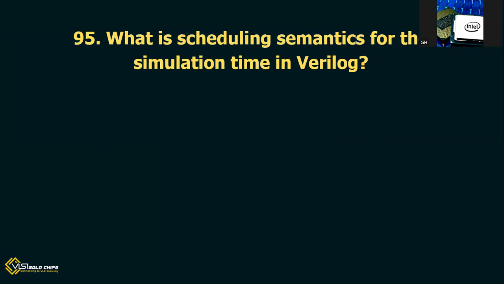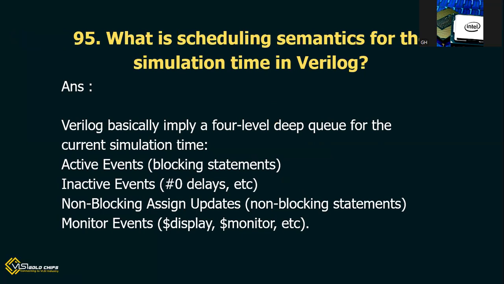What is scheduling semantics for simulation time in Verilog? Verilog basically implements a 4-level deep queue for the current simulation time. Active events, blocking statements. Inactive events, #0 delays, etc. Non-blocking assign updates, non-blocking statements. Monitor events, $display, $monitor, etc.